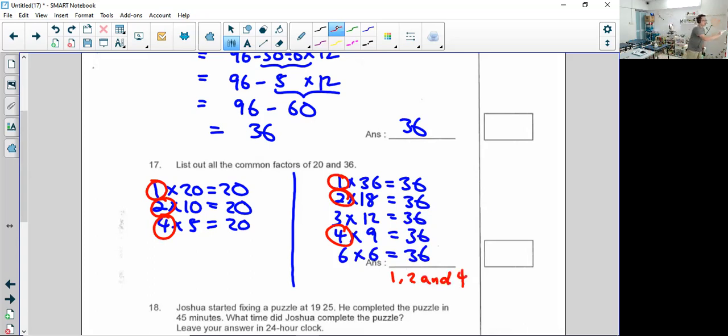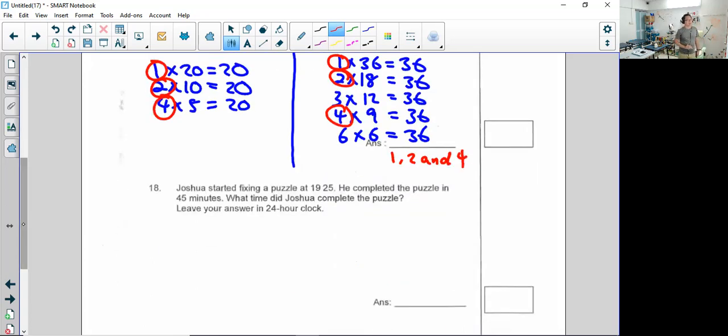Question 18. That's a time. That's a 24-hour clock. Joshua started facing a puzzle at 1925. Now, if you find that 24-hour clock is a bit confusing, then you change it to what? Change it to a 12-hour clock. So 1925, the hour is 12 and bigger. If you look at the hour, you can see that the hour is 12 and bigger, right? Greater than 12. So that will be PM. Then you take 19 minus 12, work backwards, minus 12, you get 7. 7:25 p.m., which is nighttime.